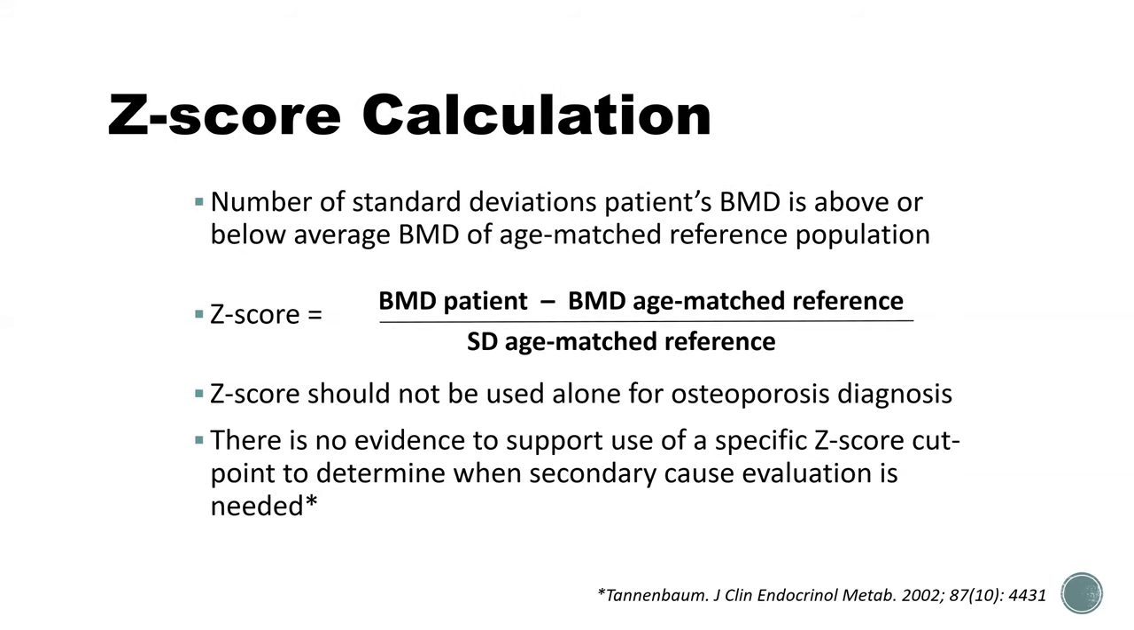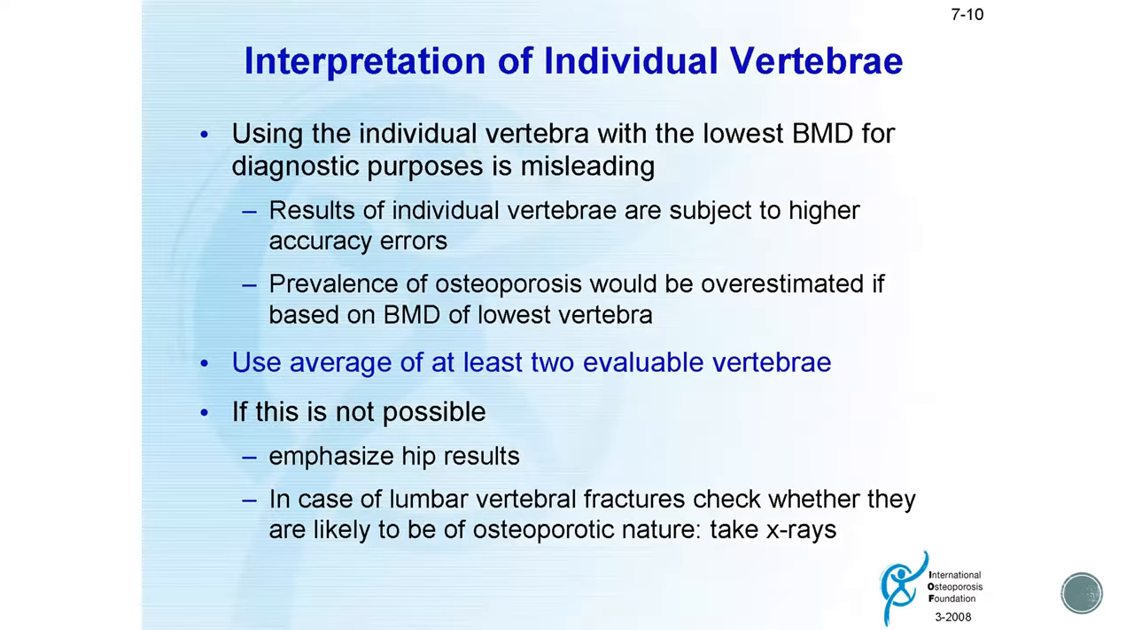The other reading that you will get is something called the Z-score. Now, the Z-score is compared against the average BMD of the age-matched reference population. So this is more compared to someone of your own age. Z-scores should not be used alone for osteoporosis diagnosis. And there's no evidence to support the use of a specific Z-score cut point to determine whether a secondary cause of osteoporosis is present or you need to evaluate. Usually people say if your Z-score is very low compared to your T-score, you should evaluate someone for secondary causes of osteoporosis. Personally, it's possible, but you should also use your clinical judgment. And there's no cutoff point from studies that have consistently shown what level you would worry about. So use your clinical judgment.